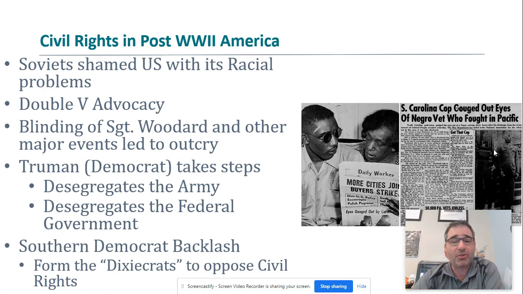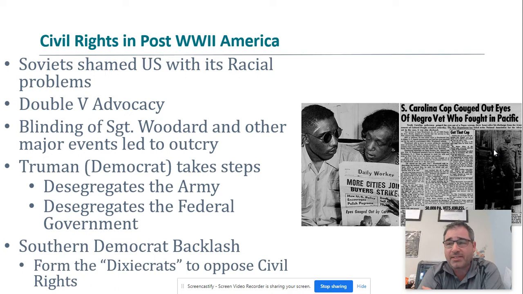This leads to a huge outcry. There's several other events. For example, there's a lynching in, I believe, Alabama, where it became very public, and there's this large outcry. We just fought a war against evil racist Nazis, and the United States is taking these racist actions, and the Soviet Union is using those racist actions as a way to make a propaganda coup against the United States. So Harry Truman, as a Democrat, which is interesting because the Democrats have been the party of white supremacy in the South, Harry Truman, a Democrat, takes steps to fight back against the racial problems.